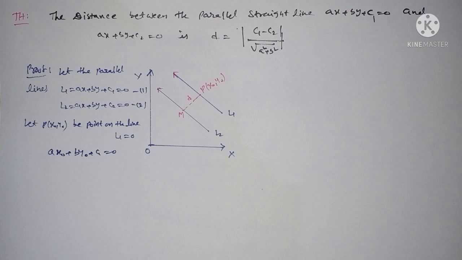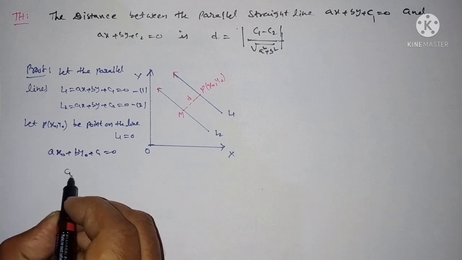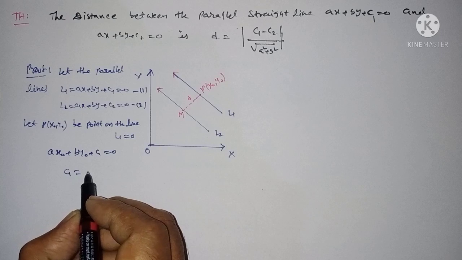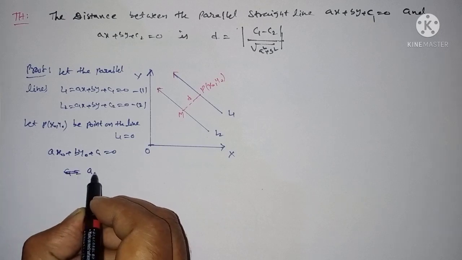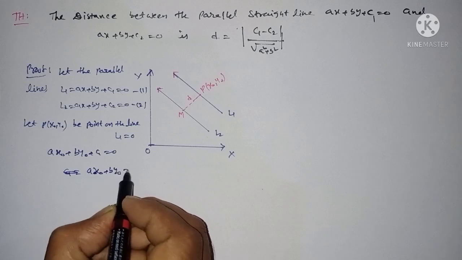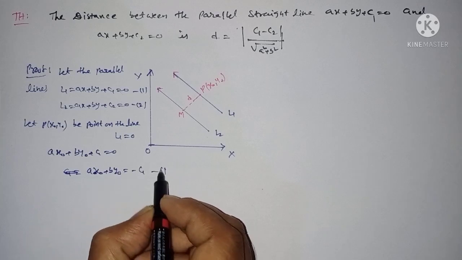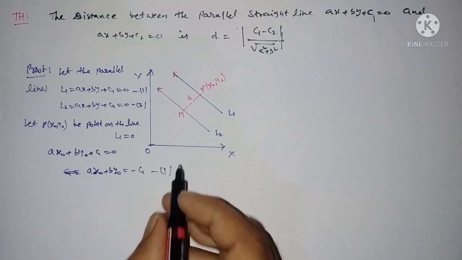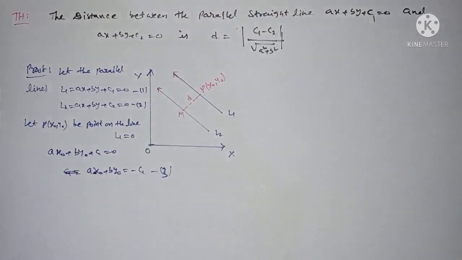Or I can write here a x0 plus b y0 is equal to minus c1. Call this equation number 3, since equations 1 and 2 are already done.